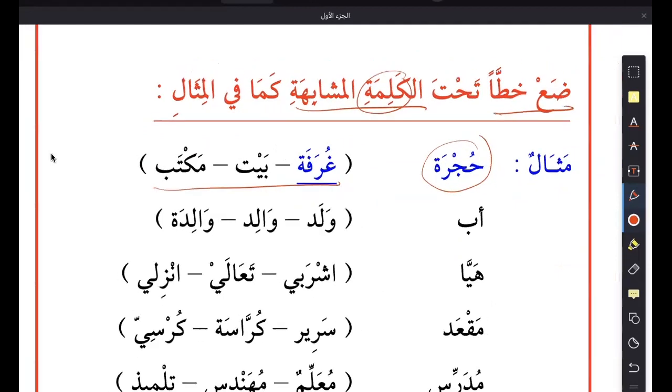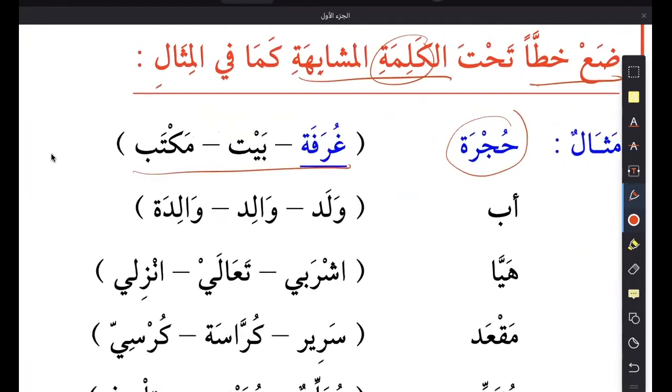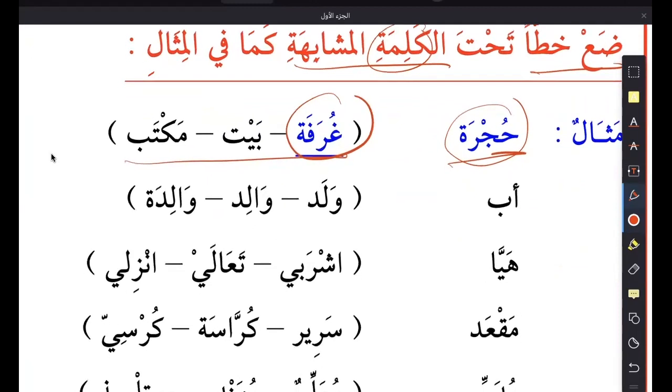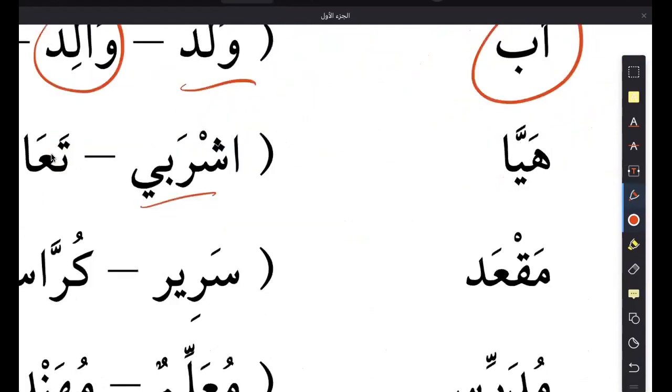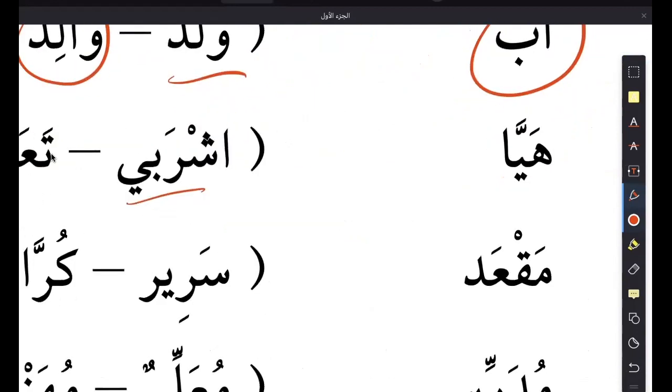This is a very good exercise actually. So you have hujra and you have ghurfa. Okay, they give you bait and maktab. It's like a synonym. Which word is closest in meaning to the word hujra? Of course, the ghurfa. Then you have ab means father. Is it walad? Of course not, that is the son. Walid, yes, walid is the father. And walida is no because this is a mother. Then you have hayya. Hayya is what? Remember we use the word hayya to hasten something, to say let's go, right?